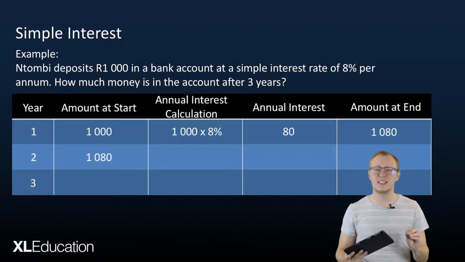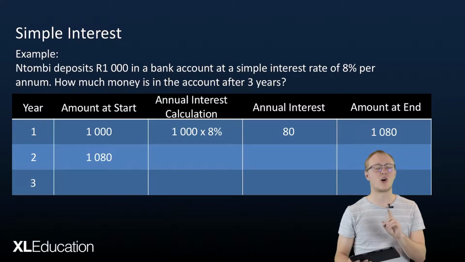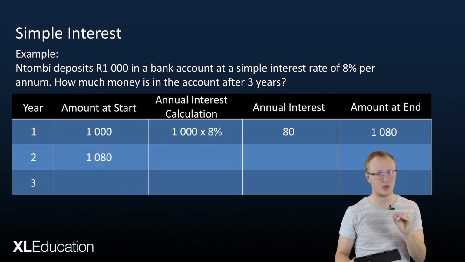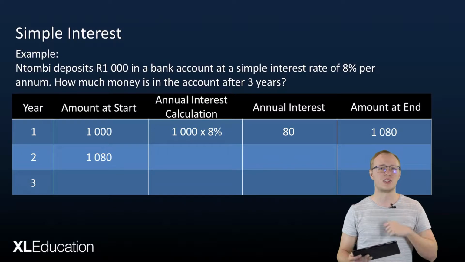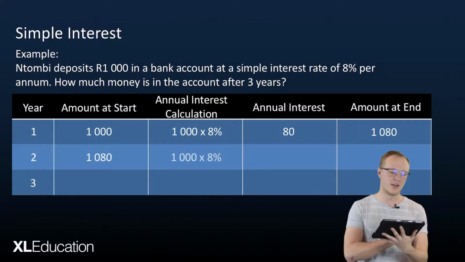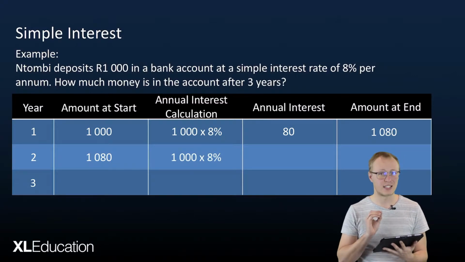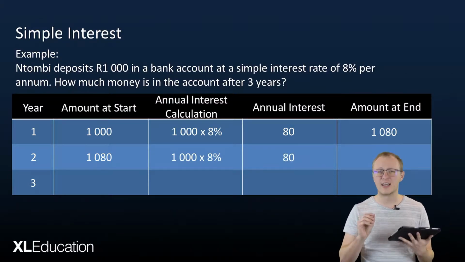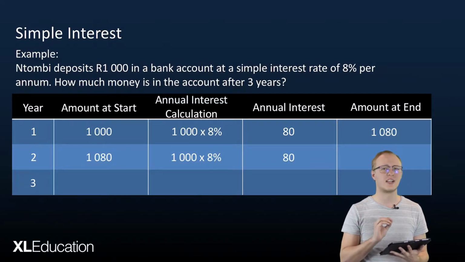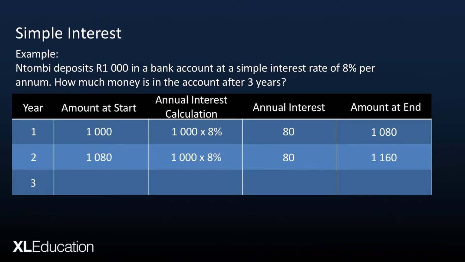But because it is simple interest, we calculate the interest on the principal amount only. And that is the 1,000 Rand that she put in at the start. So the annual interest calculation is again 1,000 Rand times 8%. And she, in year 2, again only earns 80 Rand worth of interest. So at the end of year 2, she's got 1,160 Rand in the account.